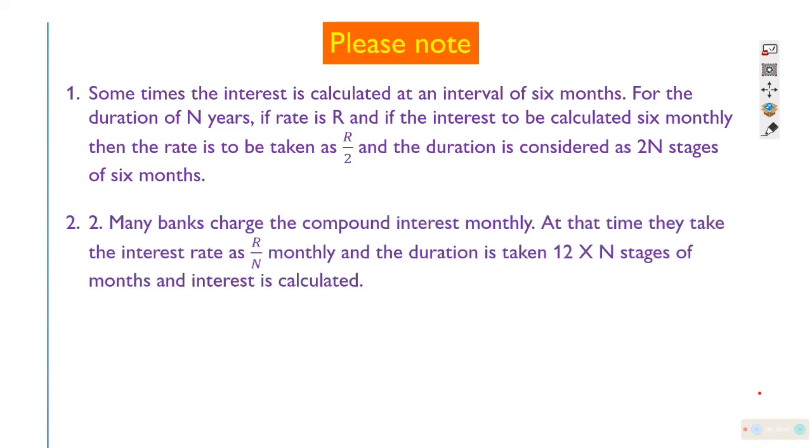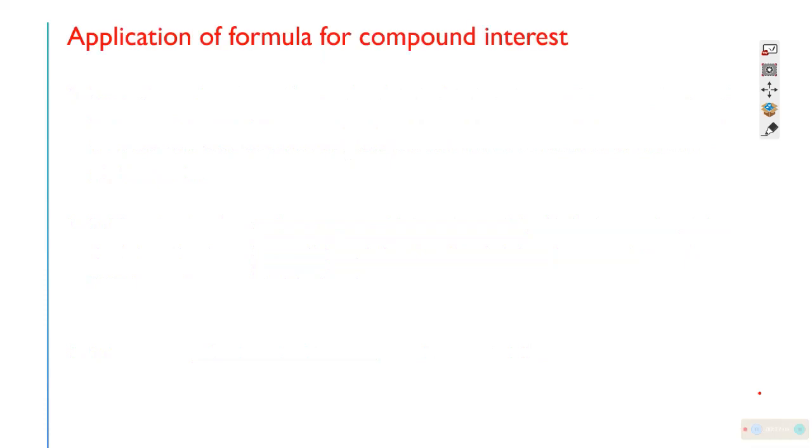Many banks charge the compound interest monthly. At that time we have to take the interest r upon 12 monthly. 12 se divide karenge. And the duration will be according to kitna month diya hai, 12 into that much, have to make it into the same unit. Sometimes it is calculated daily also. In that case, accordingly, you have to substitute in the formula. There are interesting applications for compound interest.